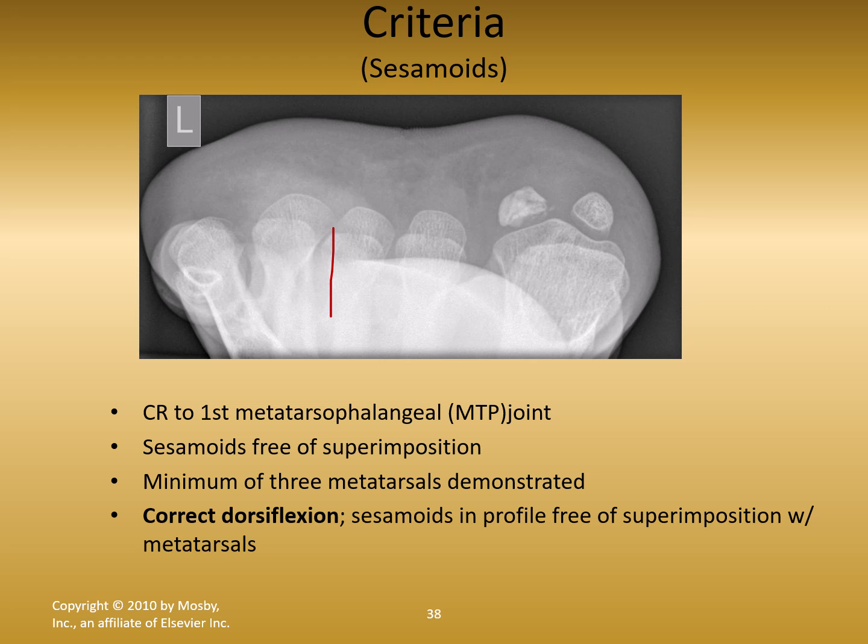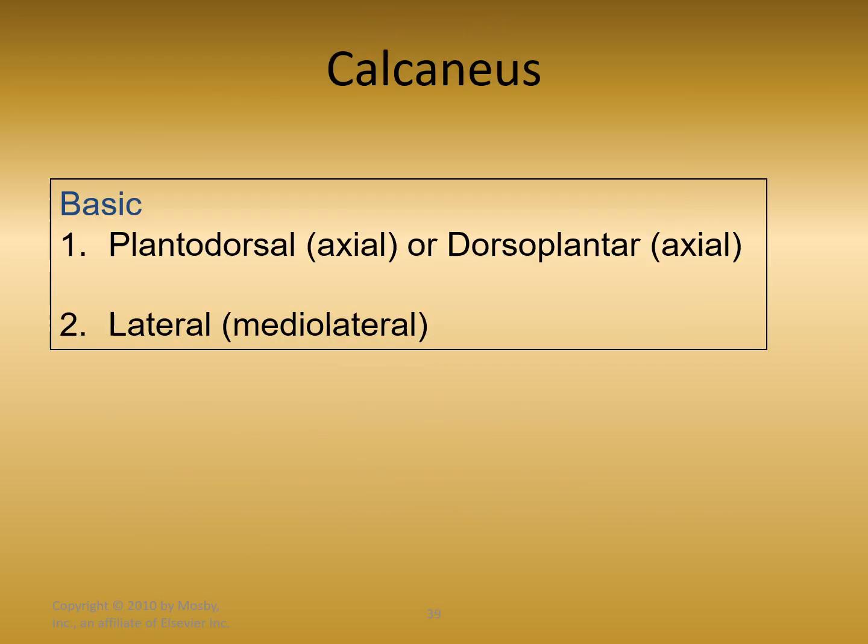So anyway, just so you know what we're looking at, these little sesamoid bones here, these two little guys. We need to include at least the first through third metatarsals, and then of course the sesamoids. It looks like a little frog. Okay, all right, so that's it for that one.